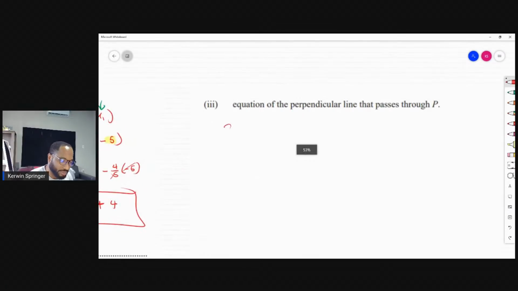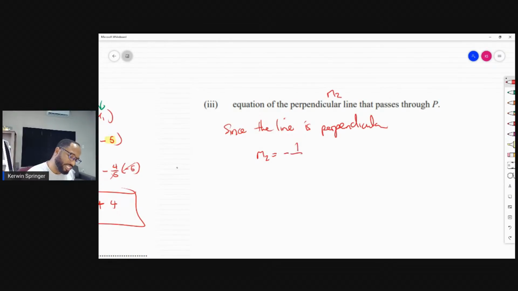Since the line is perpendicular, the gradient, let's call this m2, must relate to the other gradient in this formation. This is the formula that you want to take, and we call it the negative reciprocal. So m2 should be equal to negative 1 over negative 4/5. So the gradient of this line, m2, is 5/4. It's like you flip it and you switch the sign. So you have the gradient of the line.